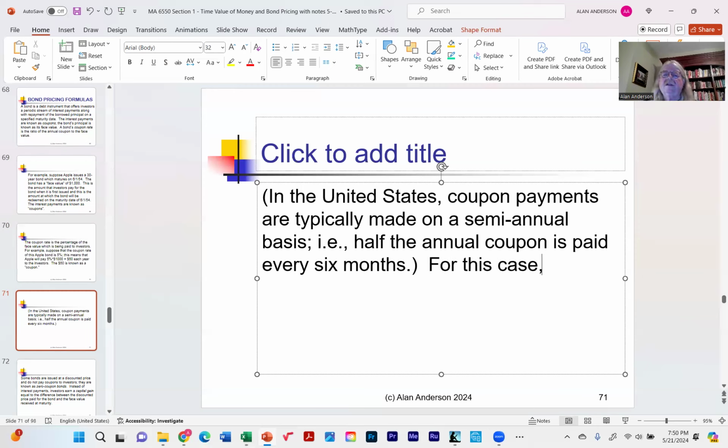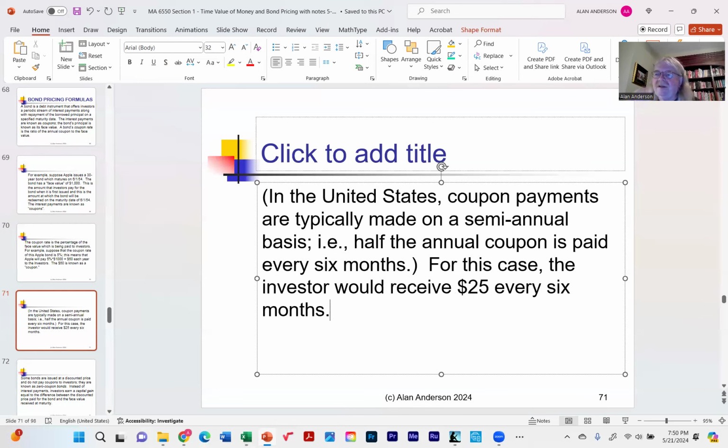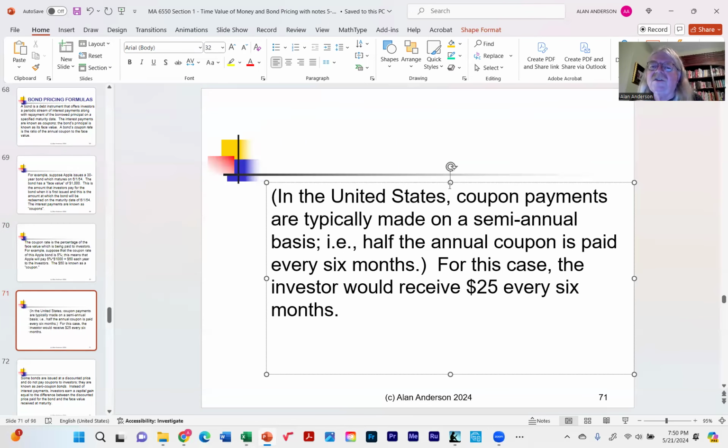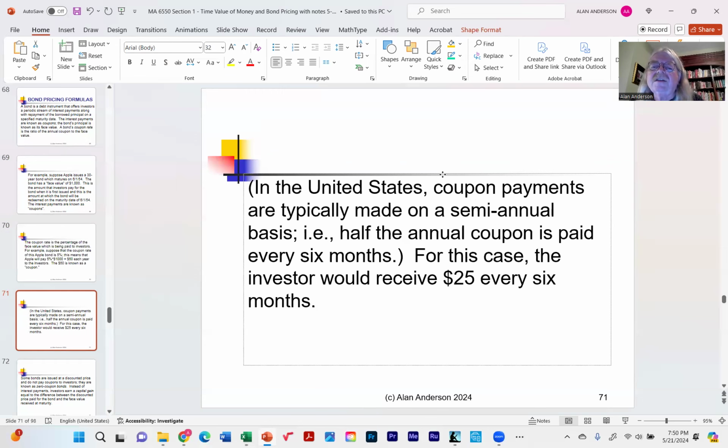So for this case, the investor would receive $25 every 6 months. I don't know how this happened. Every country is different. Every country's bond markets are slightly different. The United States, this has been the way it's been for basically at least since the 20th century. Other countries, I believe Japan has annual coupon payments, but every country's bond markets are slightly different.